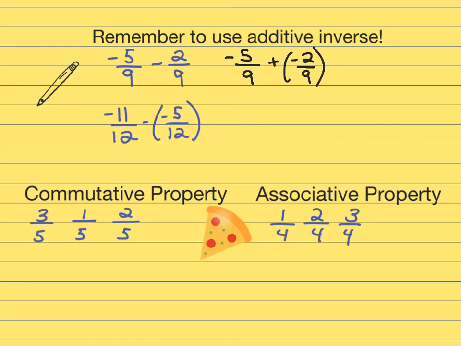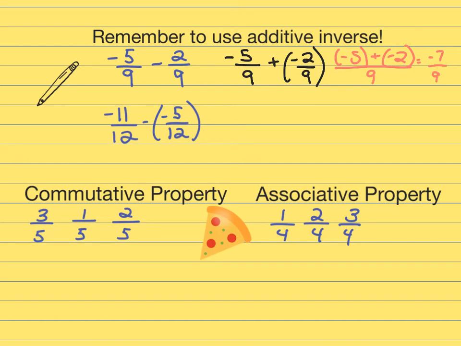Remember, it doesn't matter what the numerators are as long as the denominators are the same, or common denominator. So what we're doing is taking negative 5 and we're adding negative 2. Our denominator stays the same as 9. Negative 5 plus negative 2 equals negative 7. Our answer is negative 7/9.